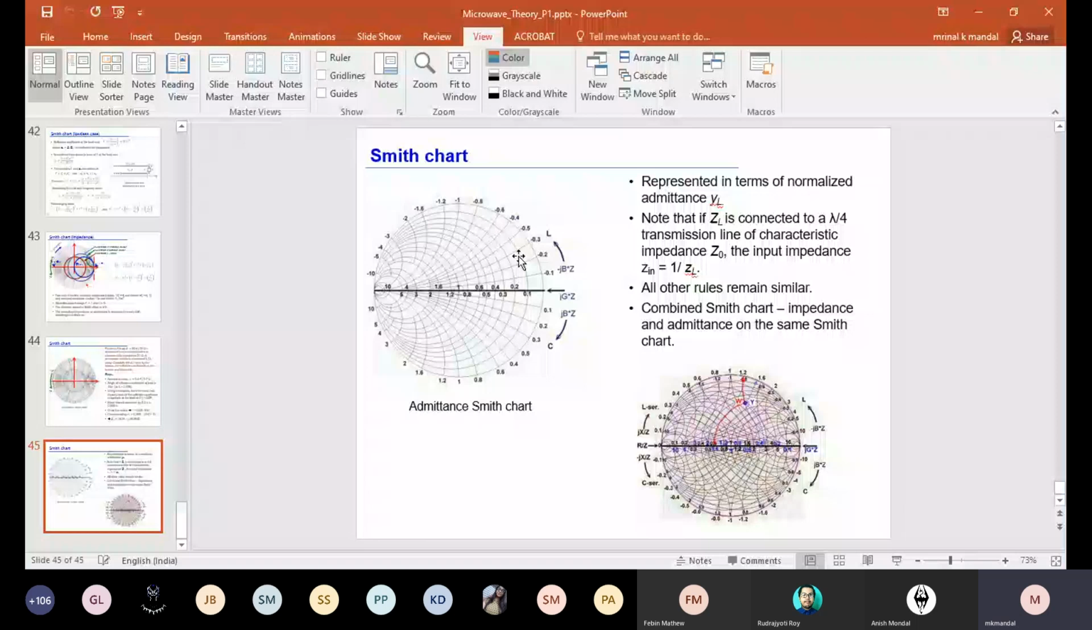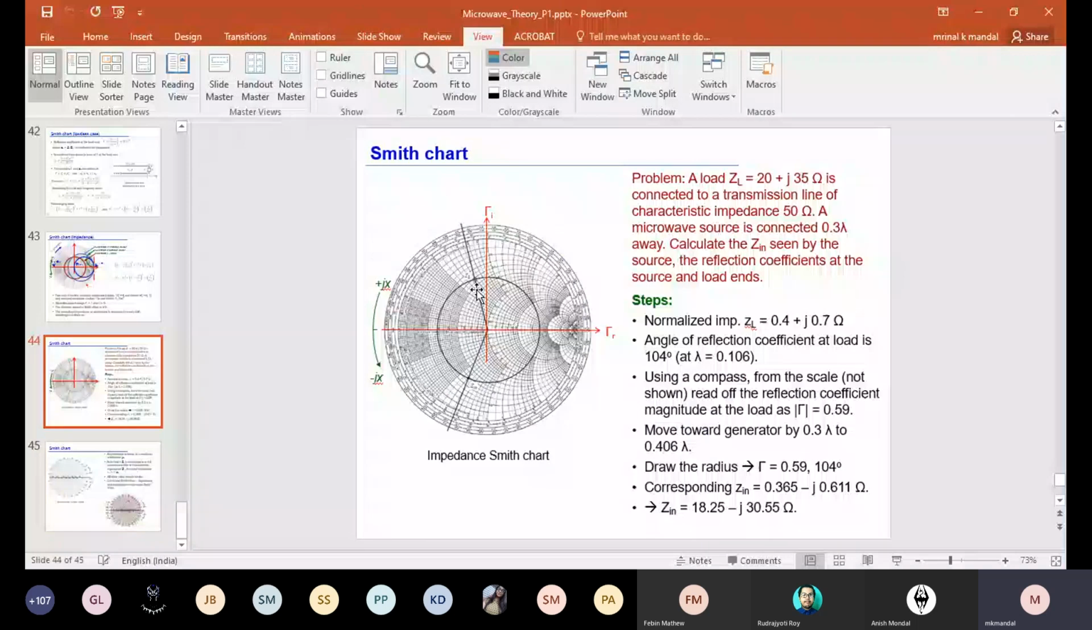In fact, there are some Smith charts available where both the impedance and admittance are plotted, and it looks something like this. Sometimes it becomes really difficult to read the values because now you have two different sets of values. One corresponds to the admittance and another corresponds to the impedance. So in our class, we'll use the same Smith chart, and if the admittance is given, then we convert it to impedance by moving that distance.